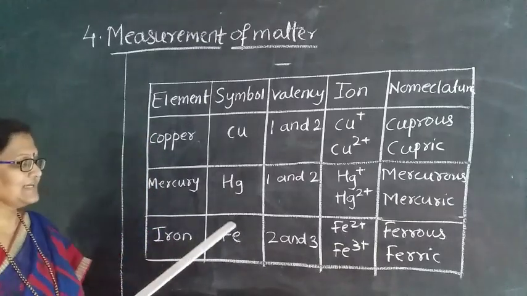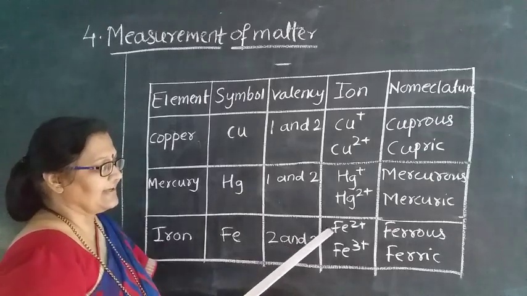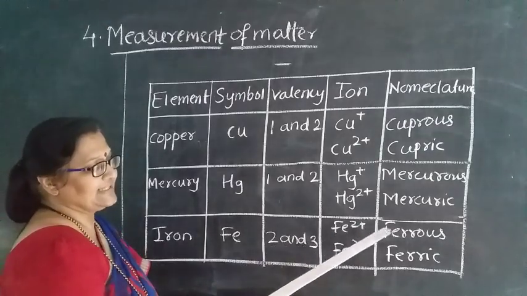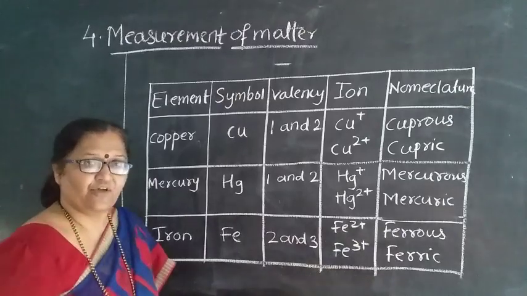Then iron, the symbol is Fe. It may have valencies 2 and 3. If it is Fe2 plus, then it is ferrous. If it is Fe3 plus, then it is ferric.